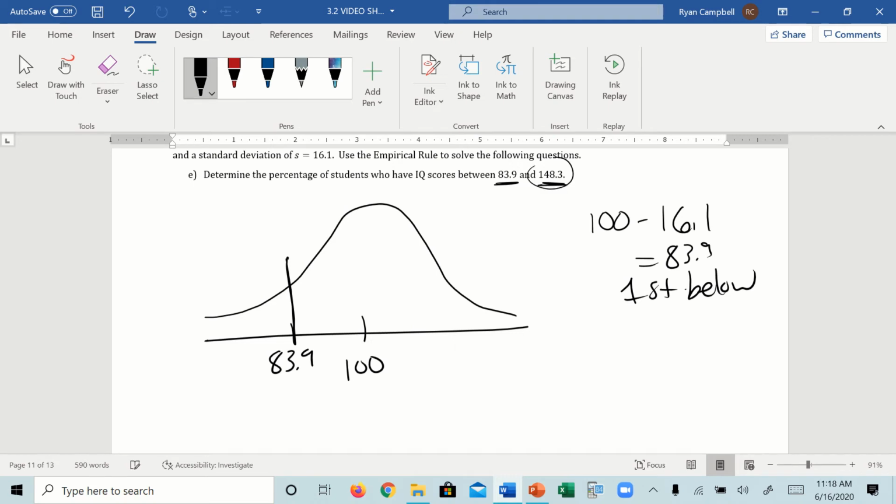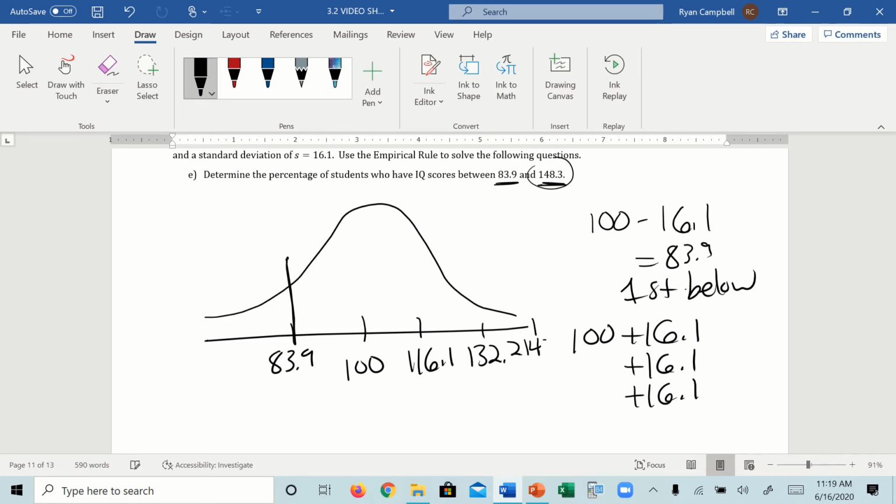Now let's figure out the second one. So if we add 1 standard deviation above, we know that's 116.1, which is not what we wanted. So let's add another standard deviation above, 132.2, not what we wanted. Let's add another one. And here we see we get 148.3. So this is 3 standard deviations above.